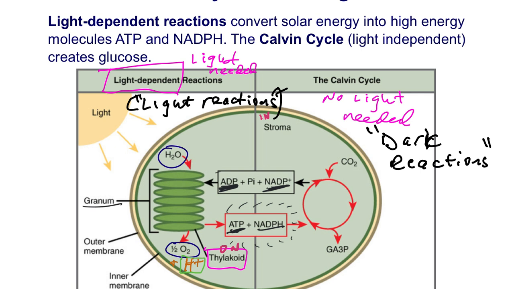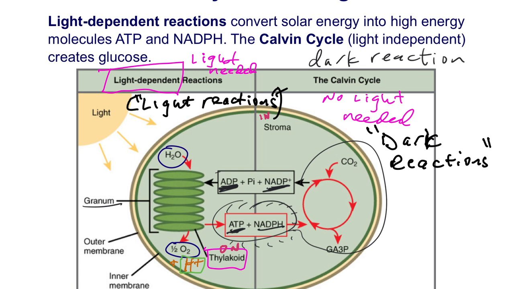And then those charged up molecules are going to go into what is called the dark reactions, or also called the light independent reactions, also called the Calvin cycle, but we'll talk about that coming up. That occurs in the stroma.